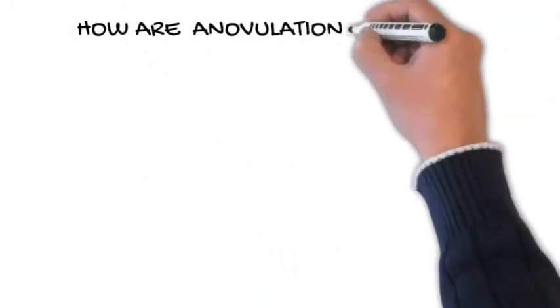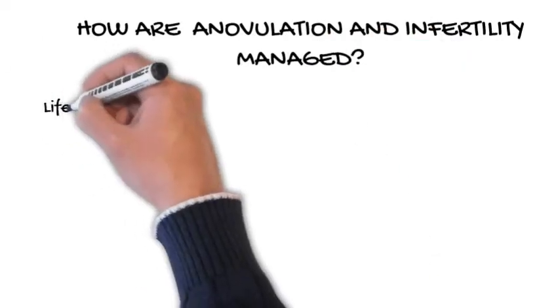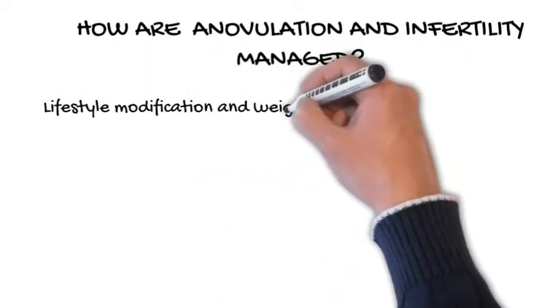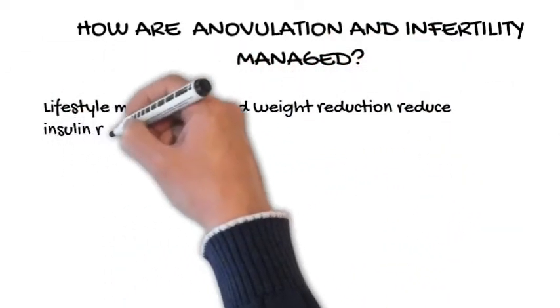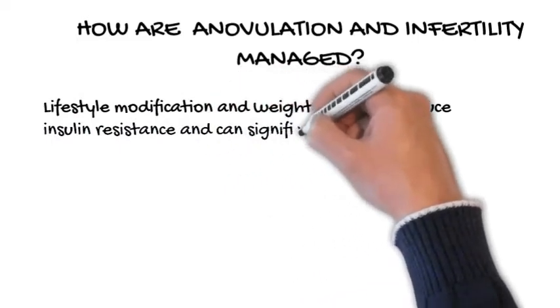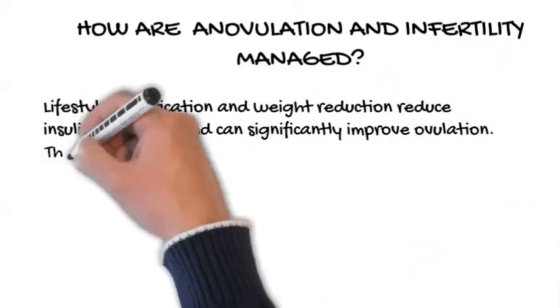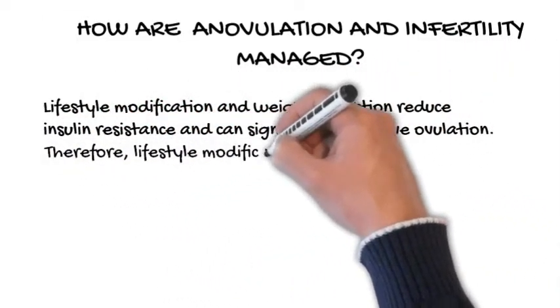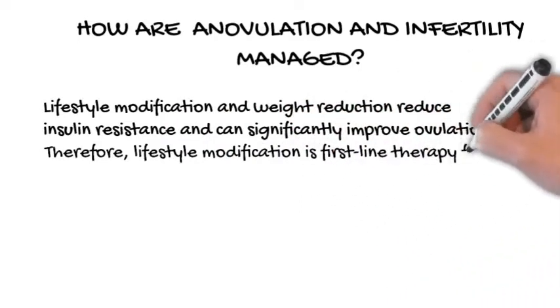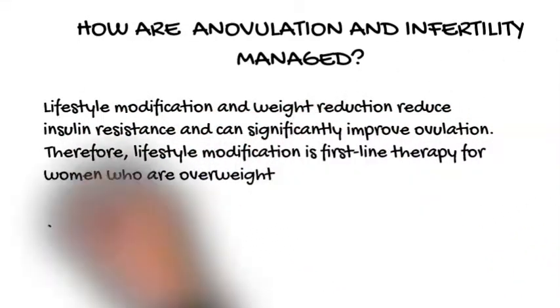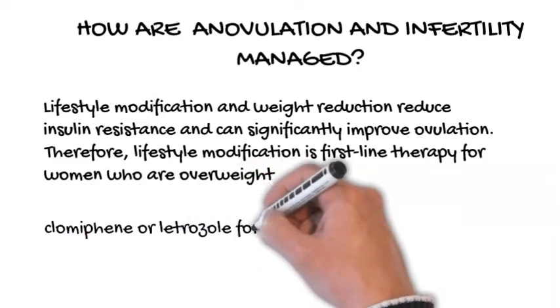How are anovulation and infertility managed? Lifestyle modification and weight reduction reduce insulin resistance and can significantly improve ovulation. Therefore, lifestyle modification is first-line therapy for women who are overweight. Guidelines recommend clomiphene or letrozole for ovulation induction.